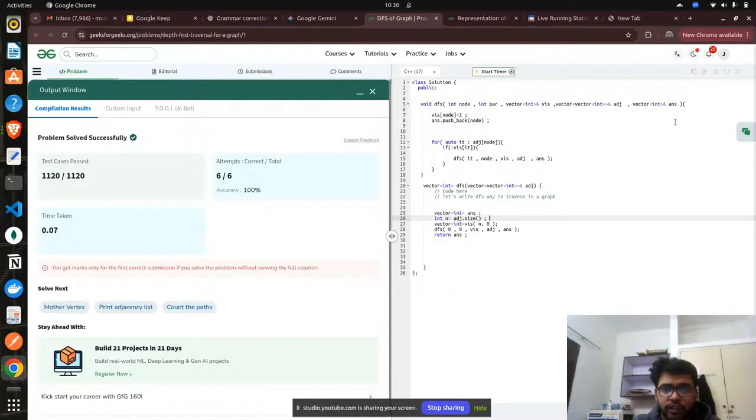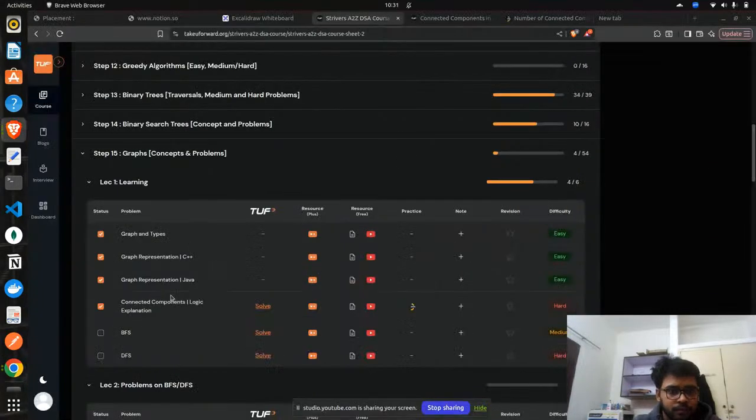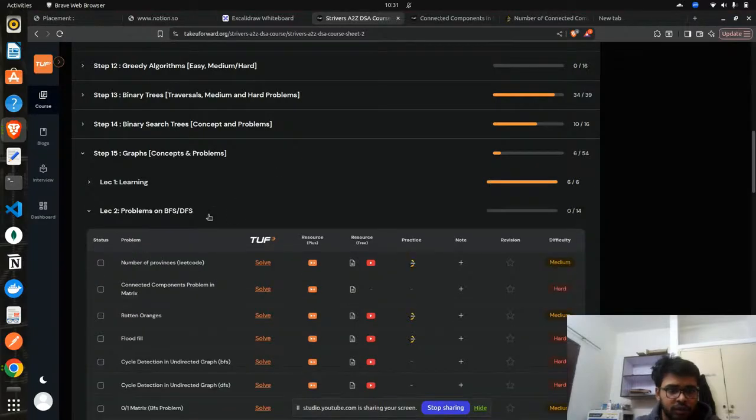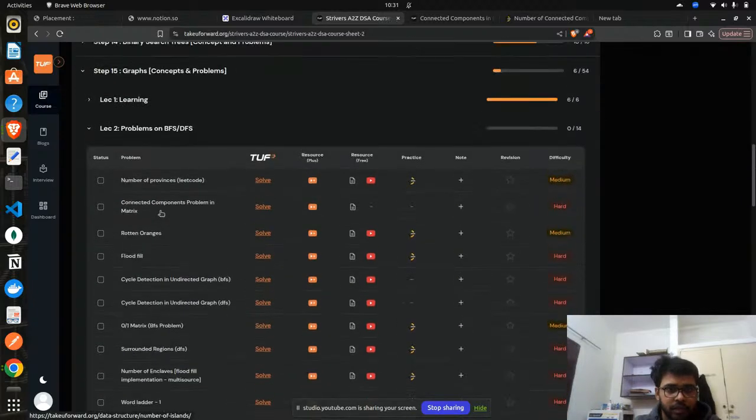So we have solved the DFS way also. It's pretty easy. So now see a problem on BFS. This is a pretty big list. Number of Provinces on LeetCode.